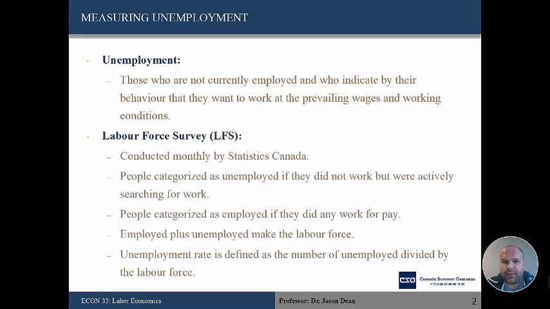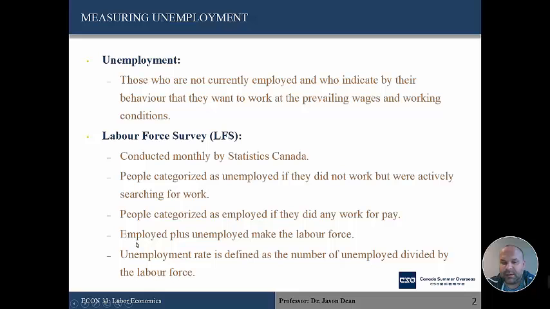In Canada, for example, they have a monthly survey. And in most countries, they implement a monthly survey, taking a random sample of the population and asking workers about their working conditions in terms of whether they're working or not. So, for example, the labor force survey in Canada surveys people and categorizes them as unemployed if they did not work but were actively searching for work. And they categorize people also as being employed if they did any work for pay.